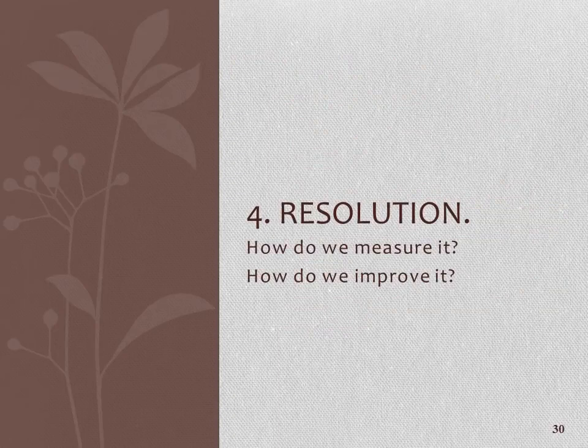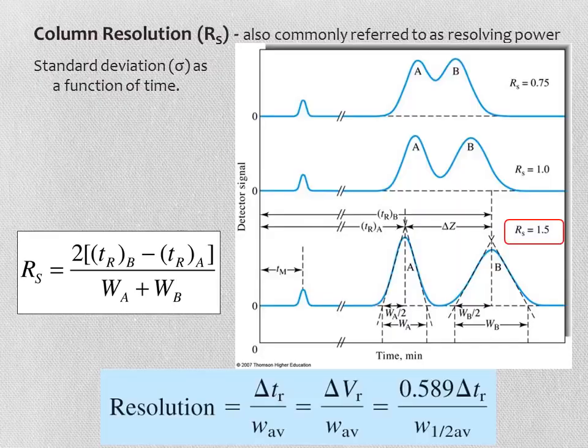All right, now to resolution. Resolution is the thing that we can picture because we're talking about how well separated our peaks are. So how do we measure resolution and how do we improve resolution? Usually, we can picture resolution a lot better than we can do the math. The picture here on the right has 3 different resolutions. The top one is a resolution of 0.75, the middle one is a resolution of 1, and the bottom one is a resolution of 1.5.